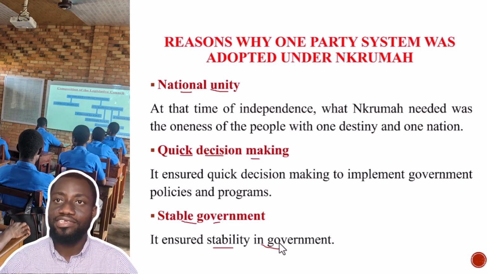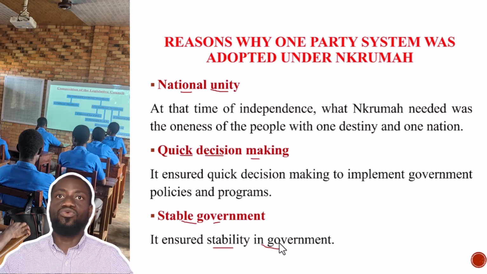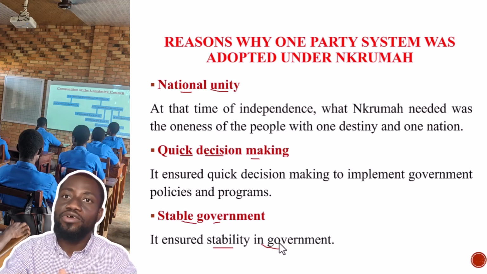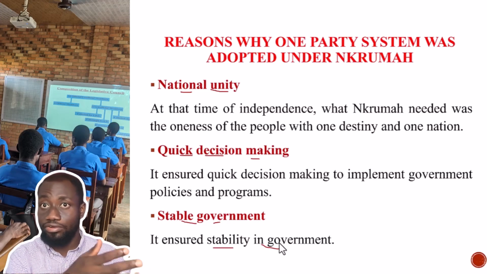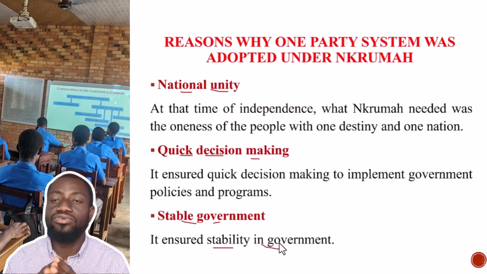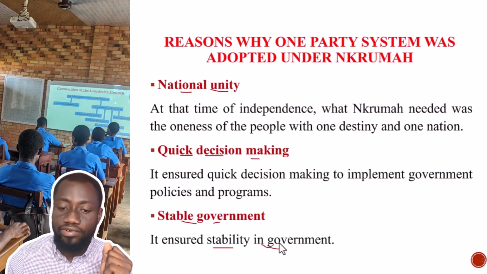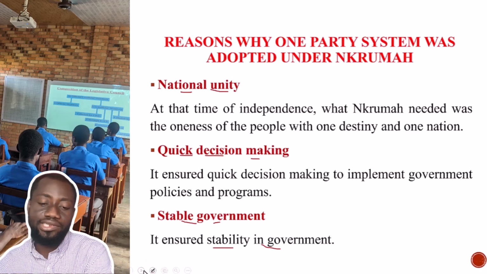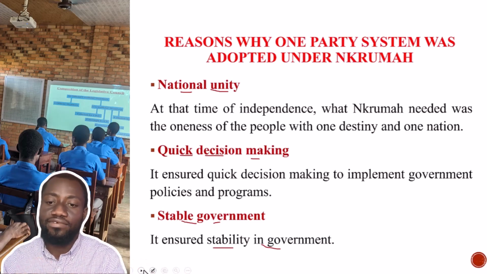You get the point? Because if you were in opposition and you were against my construction of a certain road, there is no way that when you come to power you will continue to construct that road, and that is going to create a whole mess. So it was very, very key: stability, so that there will be continuity in governance.